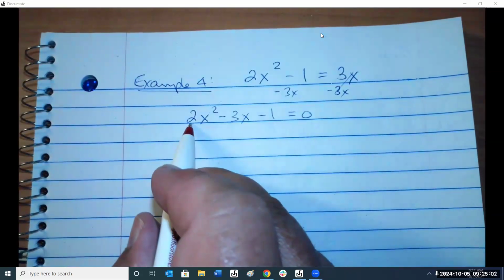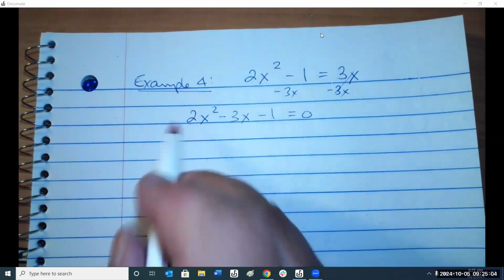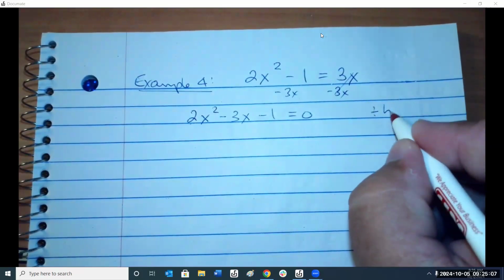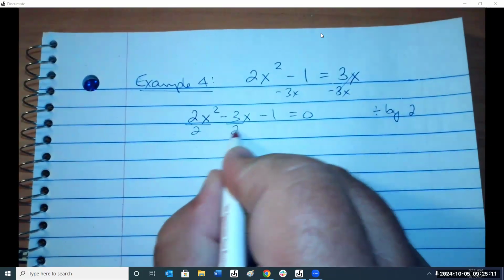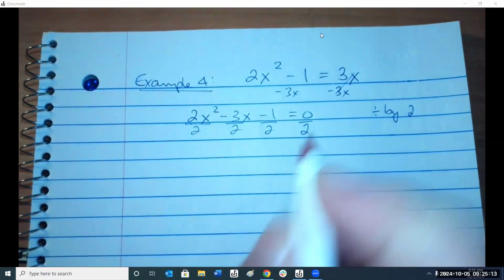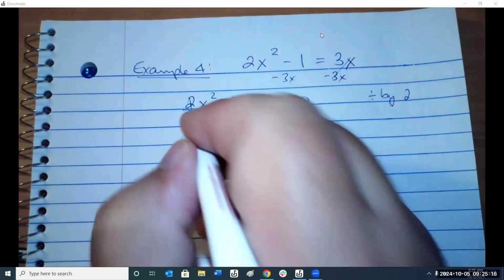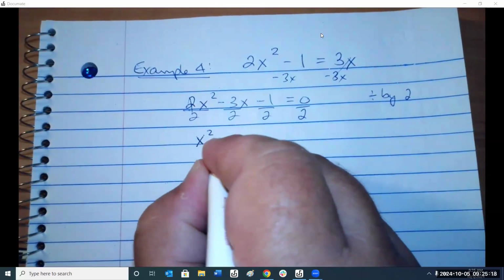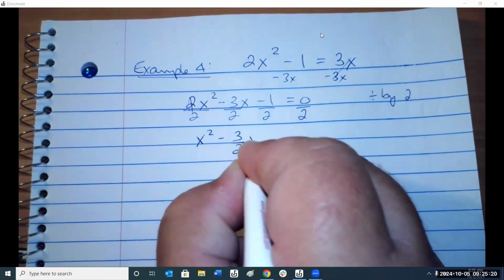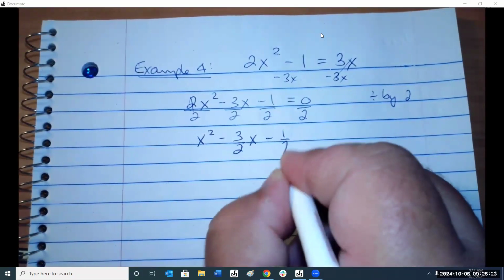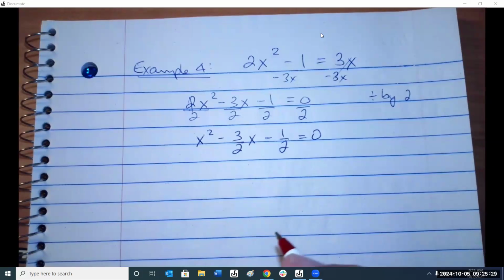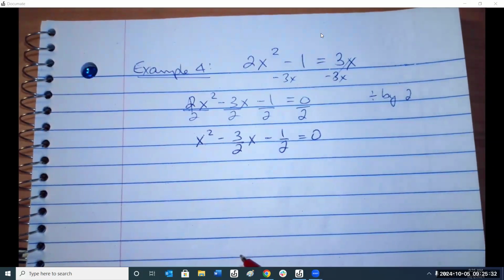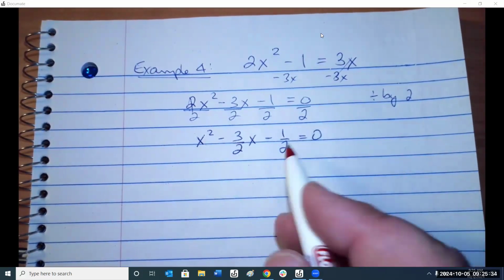Now, is the leading term 1? No. So divide by 2. I divide each term by 2. So that gives me x squared minus 3 over 2x minus 1/2 equals 0. All right, we have leading term is 1.